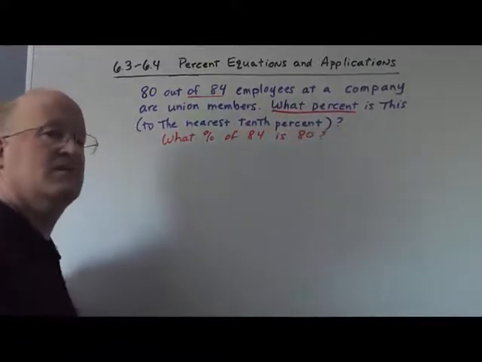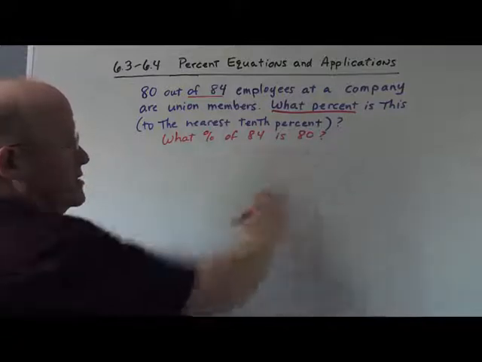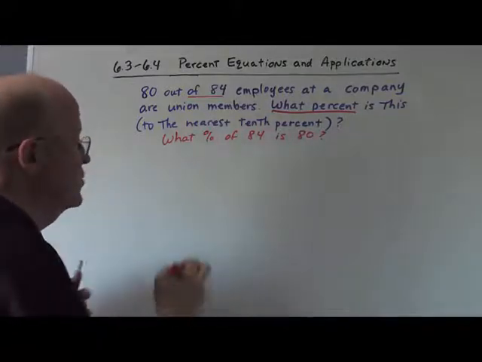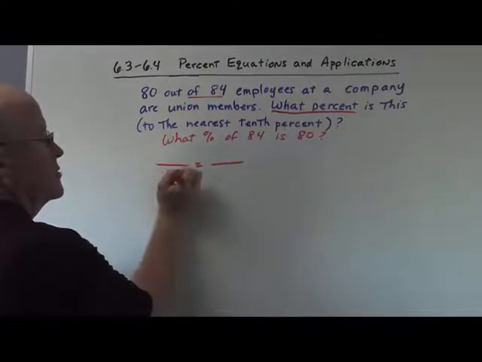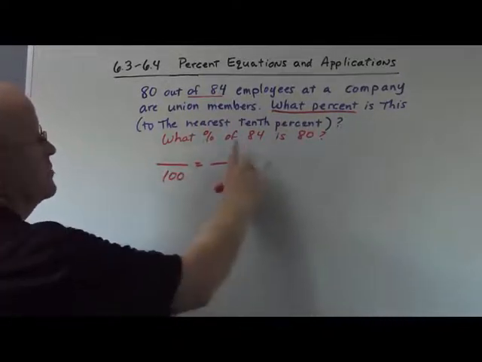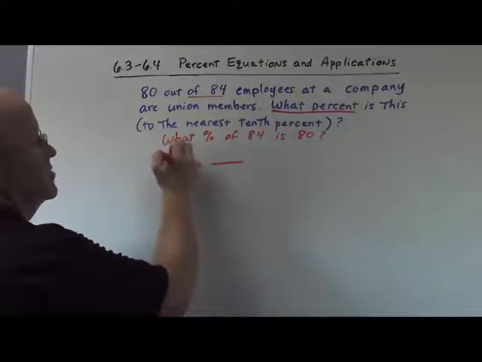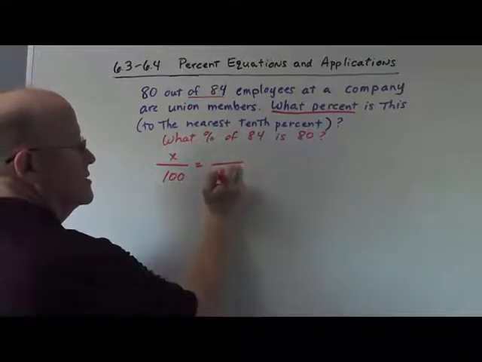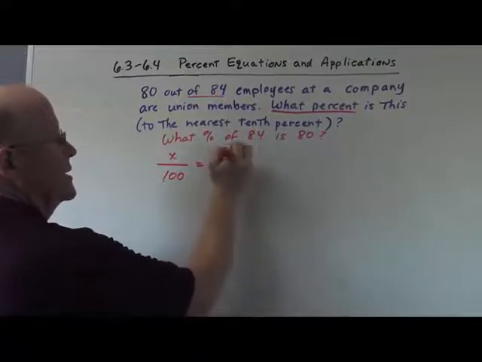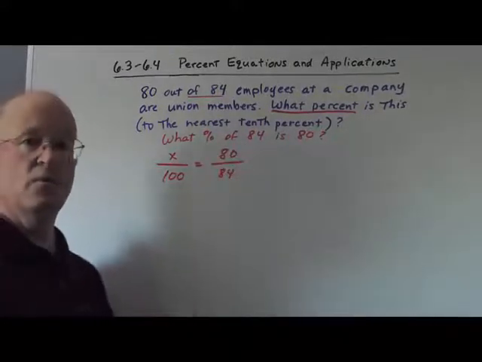Notice how I've just paraphrased this into a small sentence, and now I can rewrite this using my percent number formula. 100 goes in the bottom left corner. The percent number, that's what's missing, goes in that top left corner. Of 84, the "of" goes in the denominator, is 80. Okay, we have something, we're ready to go.